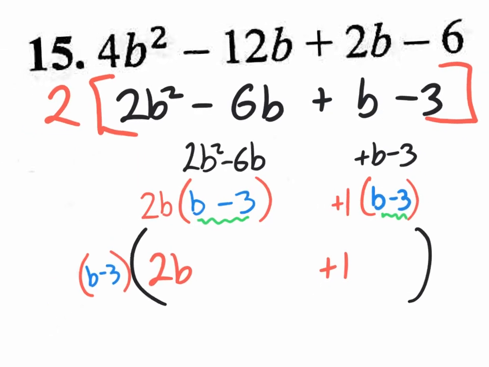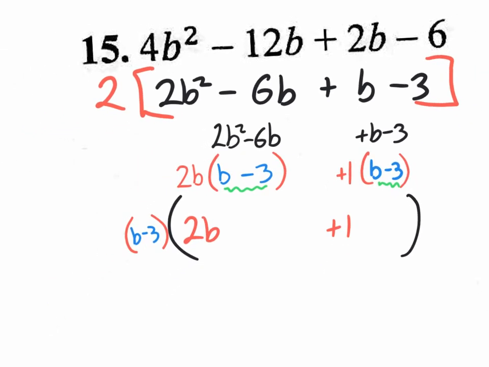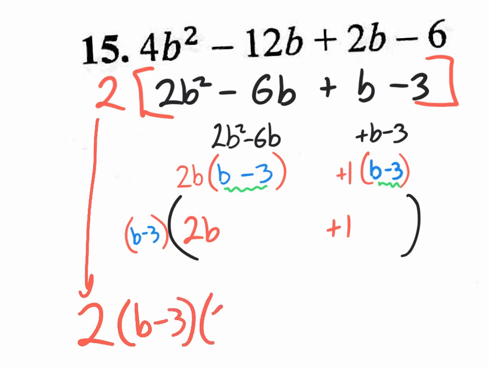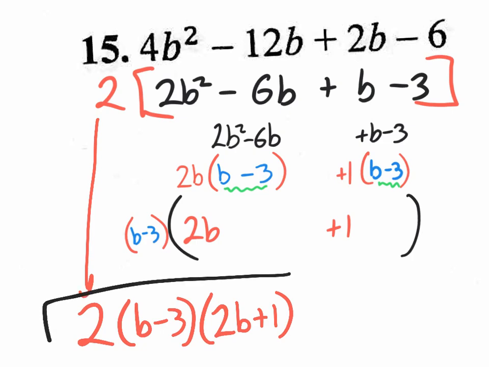So let's write our answer with the correct size parentheses, and let's not forget that there was a 2 out here in the front. So our final answer is going to be 2, parenthesis b minus 3, parenthesis 2b plus 1. Ta-da!